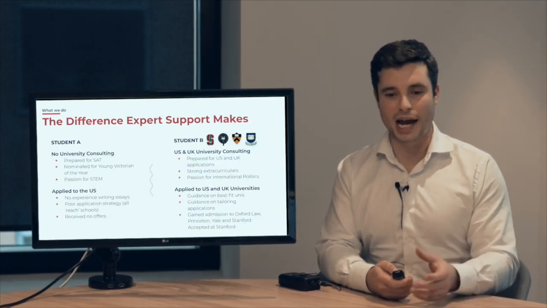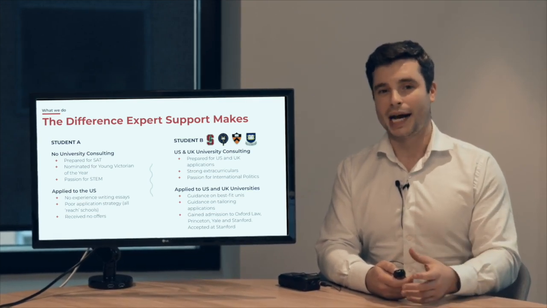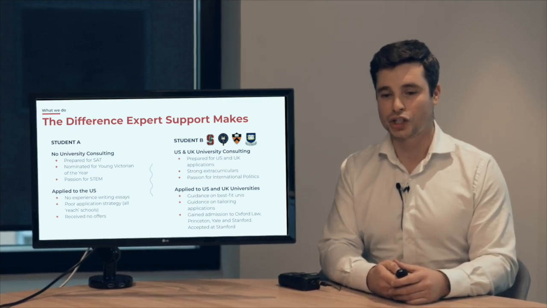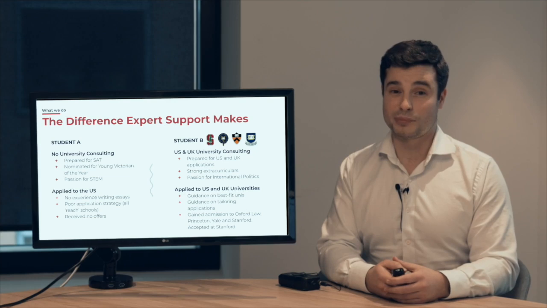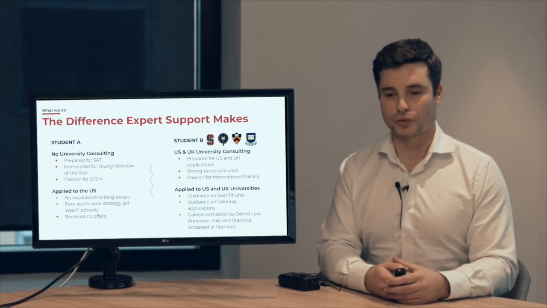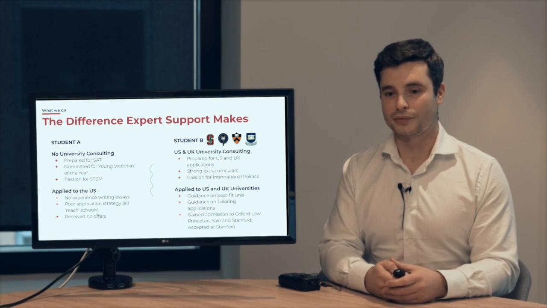So you can see here, student A had great, something that Martin was talking about, great on paper, but perhaps didn't communicate his story as well as he could have through the application, versus a student who got that support and was really able to nail the application and who got into some fantastic universities, including Stanford, Oxford Law, Princeton, and Yale. And this student, in fact, did accept the offer at Stanford.